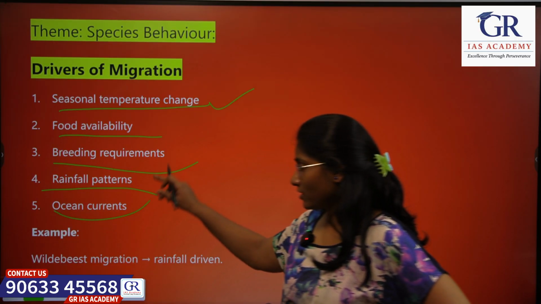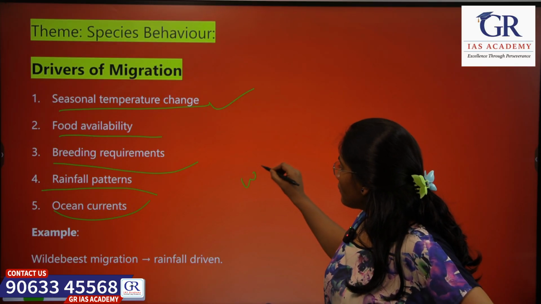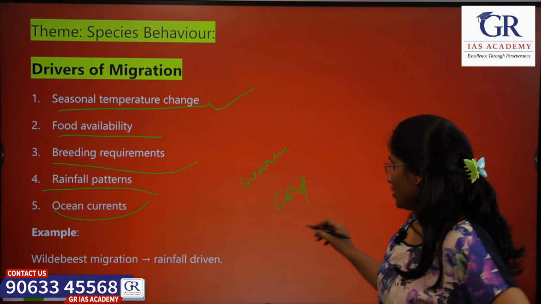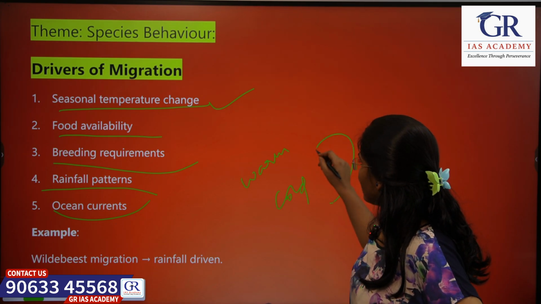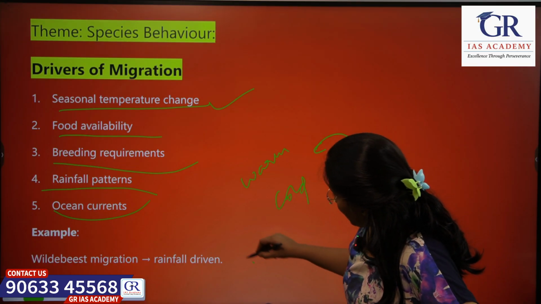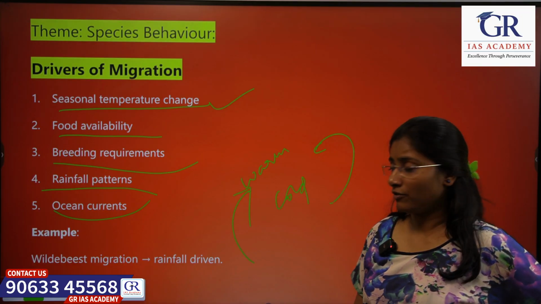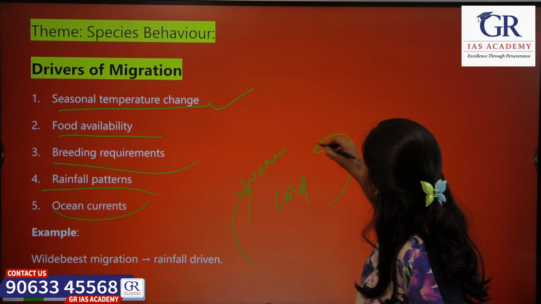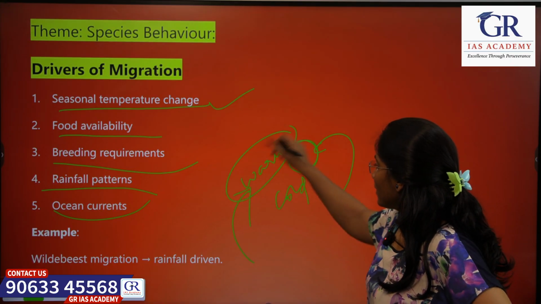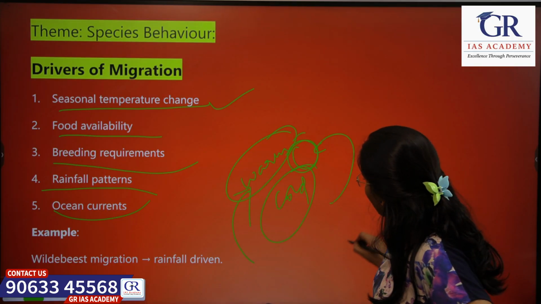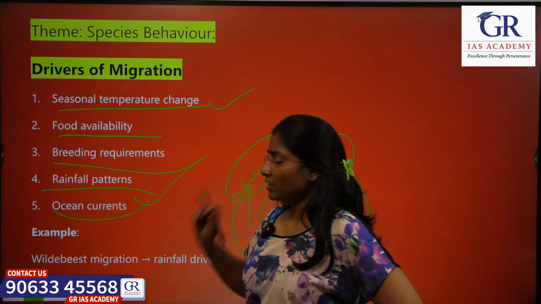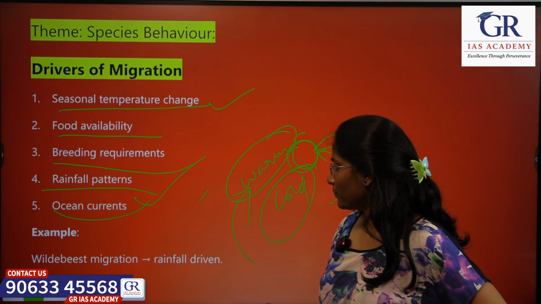And then ocean currents. So we know there are warm ocean currents and cold ocean currents, and fish will be available more near warm ocean currents. So predators also will go there to feed on the fish. Usually more food will be available at the meeting point of warm currents and cold currents. So predators will go there to feed on them. So this is also one of our reasons for migration.